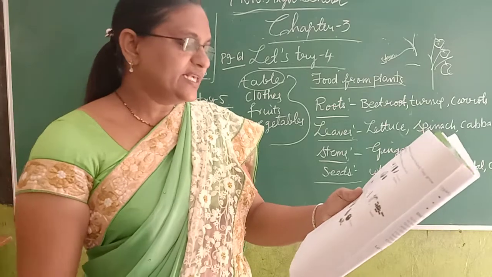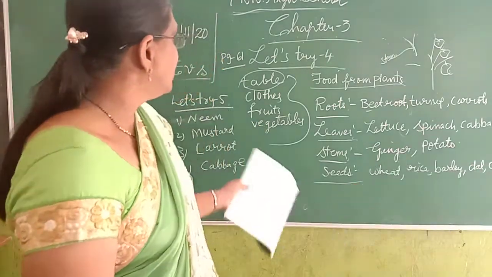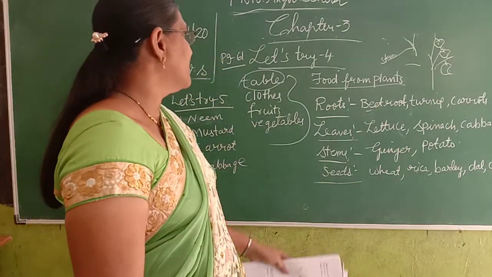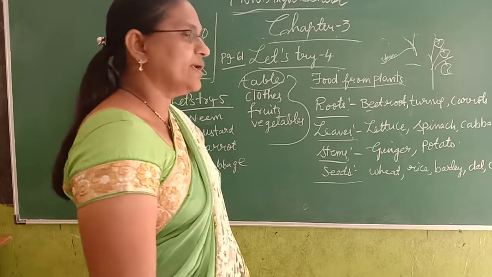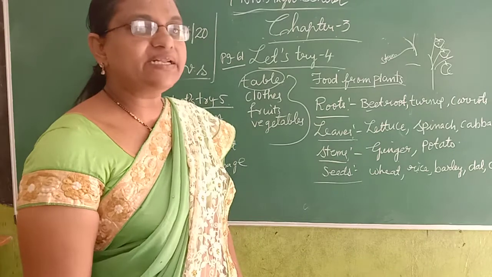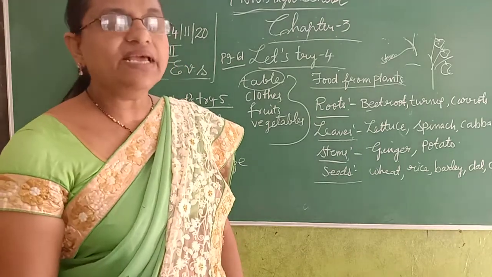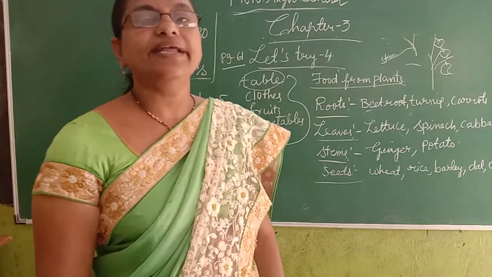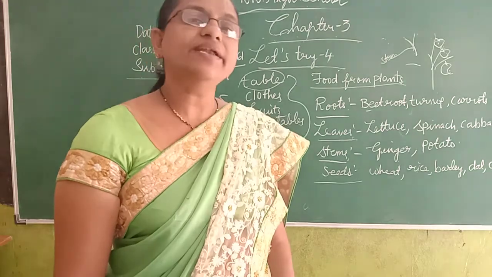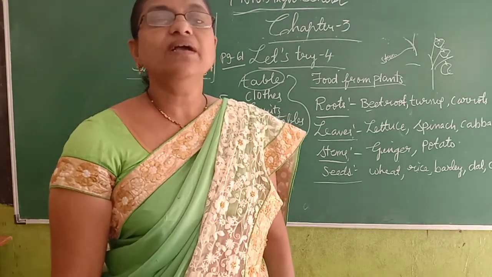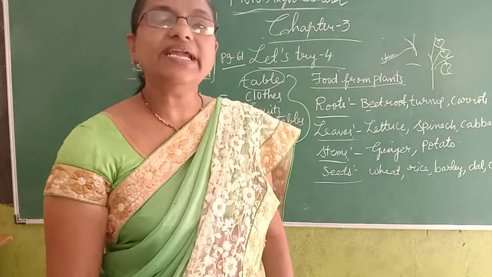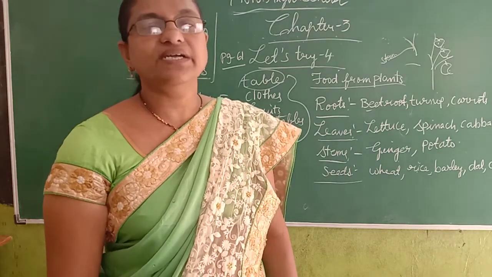Understood, children? This is the lesson about food from the plants, and let's try 4 and let's try 5. Okay, open a book, complete this in a smart book 3 with neat handwriting. Understood, children? We'll meet in our next class with one more interesting topic.